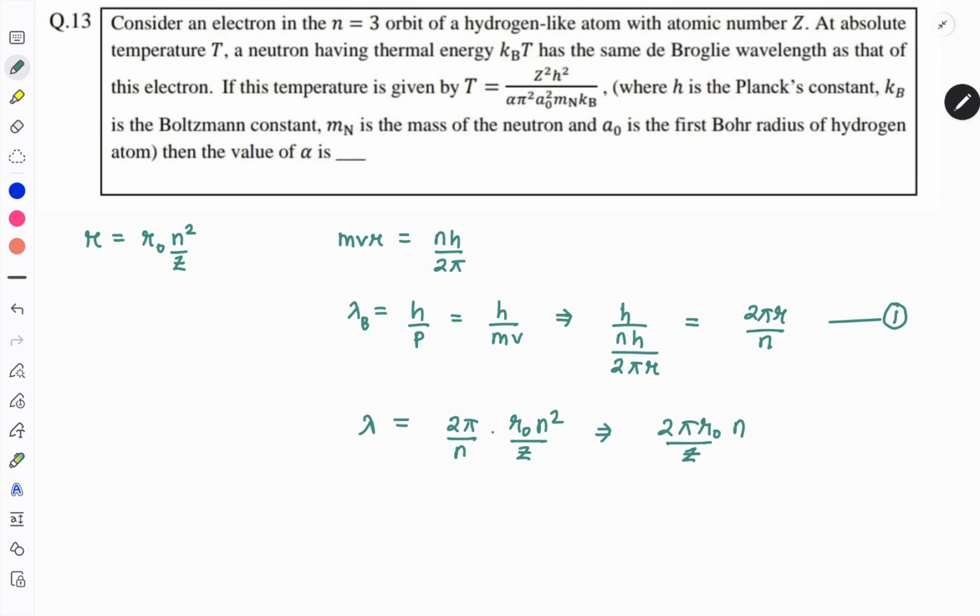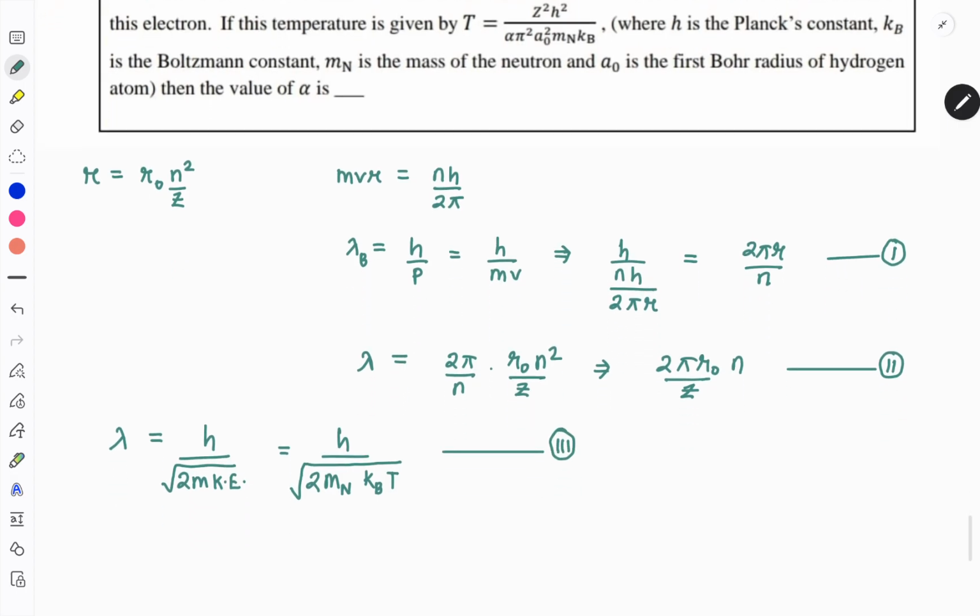Now if we calculate the de Broglie wavelength associated with the neutron, lambda is equal to h upon root over 2m times kinetic energy, and the kinetic energy associated with a thermal neutron is kBT. So we get something like this. If this one is considered as the second equation and the earlier one as the third equation, we can equate equation number 2 and 3.